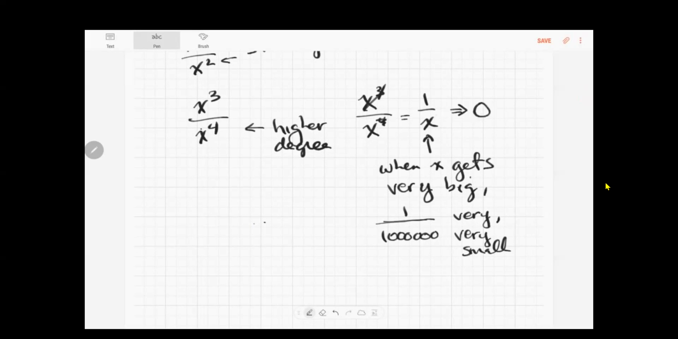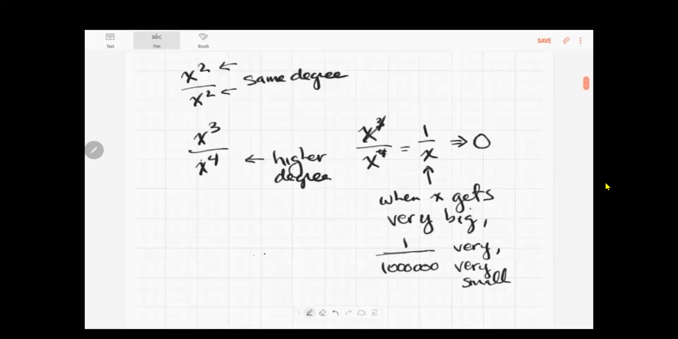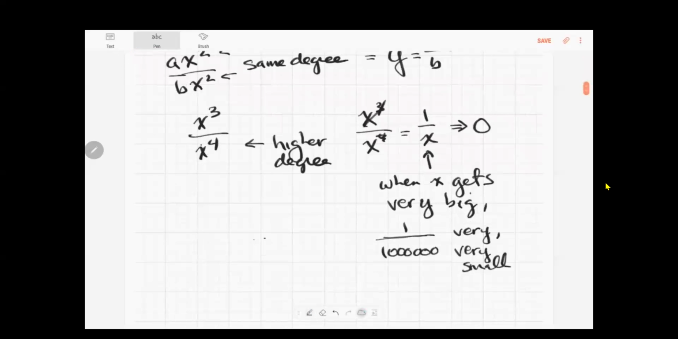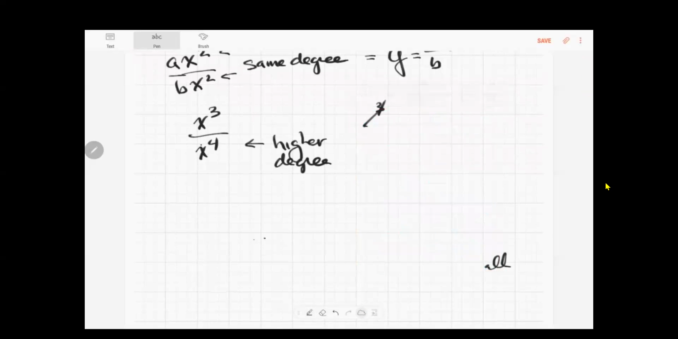So in this case, we'll call this y equals a over b. In this case, it's going to approach 0. So that's a quick review of where we are. With the higher degree in the denominator, y approaches 0.